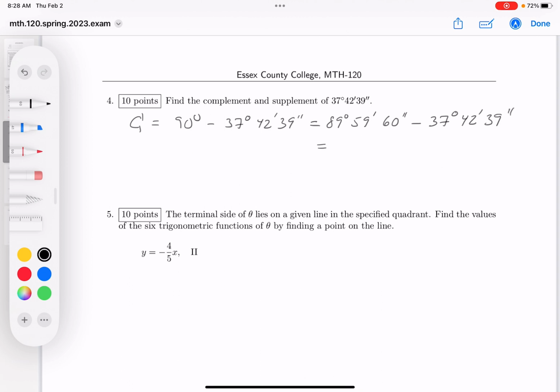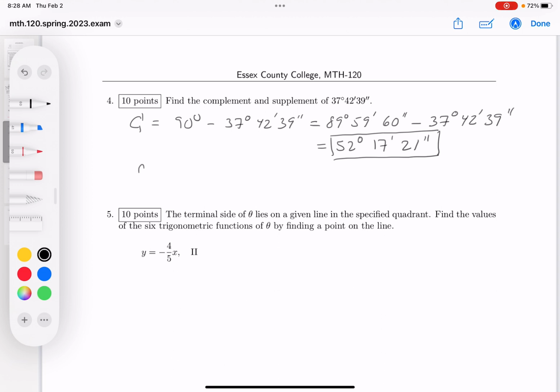Well, I think I can do that. 89 minus 37 is going to be 52 degrees. And 59 minus 42 is going to be 17 minutes. And 60 minus 39 is going to be 21 seconds. So that's my complement. I'm going to put a box on it. And again, we're only doing grade school arithmetic. What's the next thing going to be?